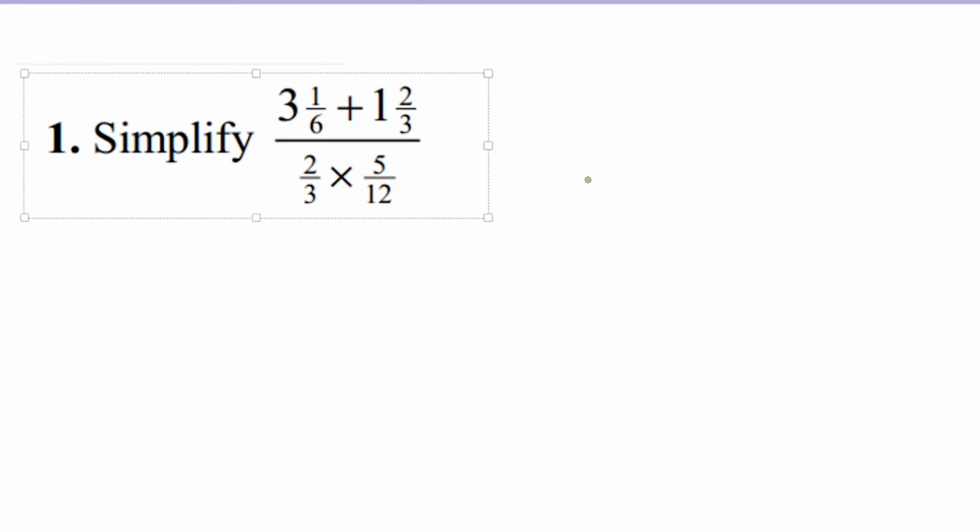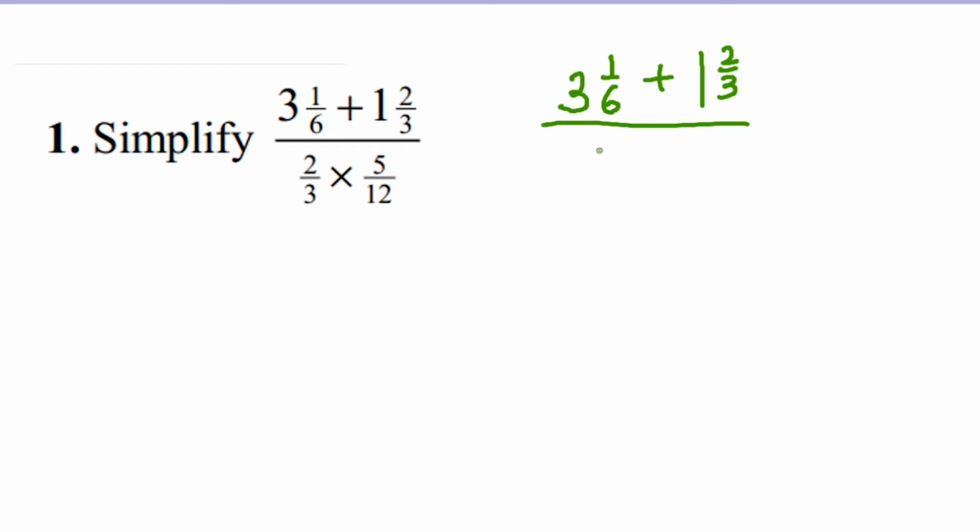Moving on to the next, we are being asked here to simplify some fractions. So let's get started with this. This is 3 whole numbers, 1 over 6, plus 1 whole number, 2 thirds. Divide that by 2 thirds, multiply that by 5 over 12.